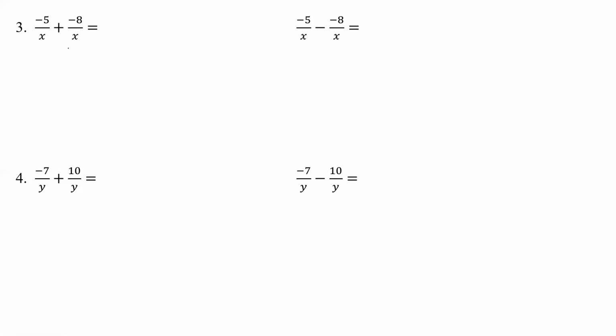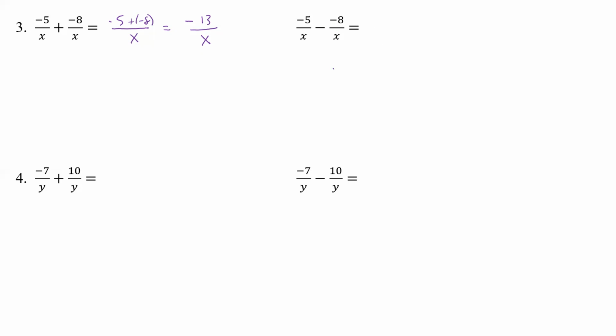What about here? Well, x and x, well, that's a common denominator, so that works. Then we have minus 5 plus a negative 8. Well, here, those are like signs, so we can just add them. So 5 plus 8 is 13. Take the common sign, so a negative 13 over x. Okay. Now, again, it doesn't matter what our denominator is. As long as it's common, we just add those numerators. Or, in this case, we're going to subtract them.